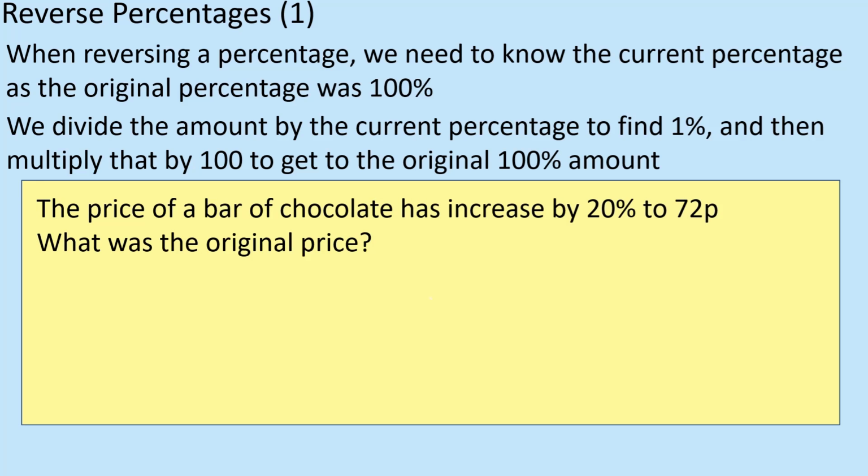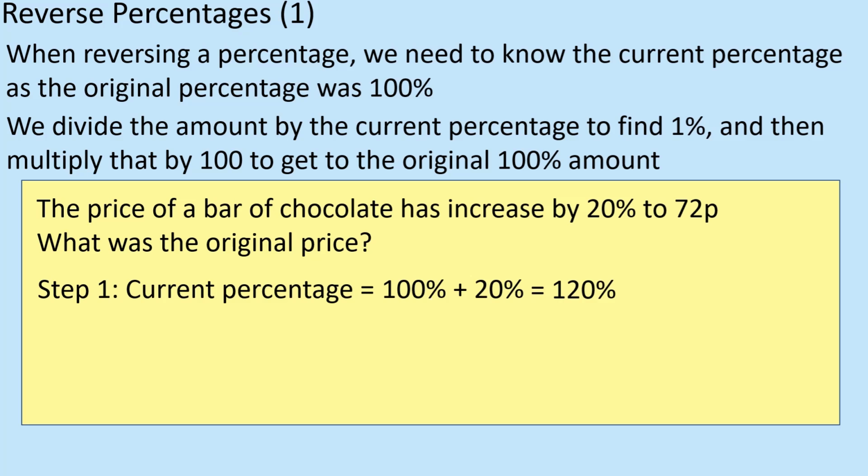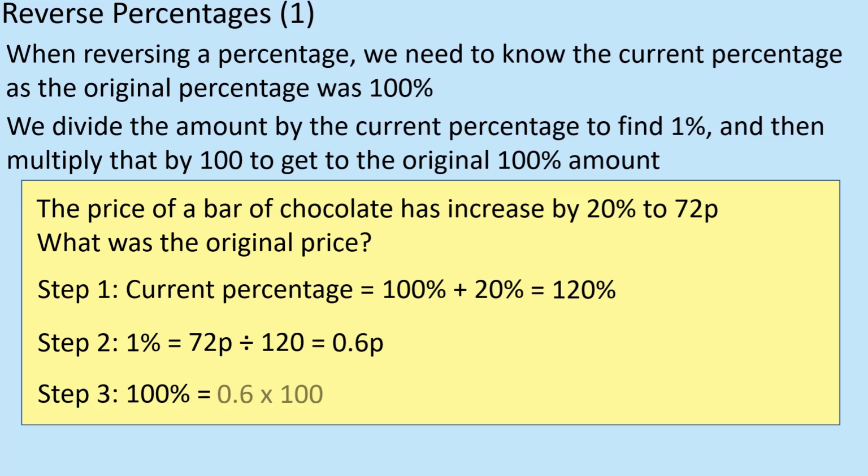The price of a bar of chocolate has increased by 20% to 72p. What was the original price? Thinking about the fact it's increased by 20%, the 72p is now 120% of the original. So we need to take the 72p, which is 120%, and go back down to 1%. So you take 72p and divide it by 120. That takes us down to 1%, and then times it by 100 to get you back to where you were originally, which is going to be 60p.